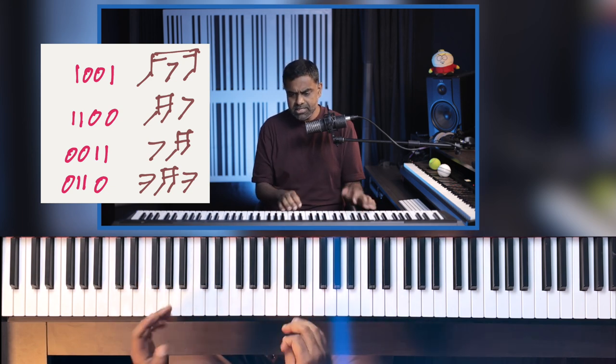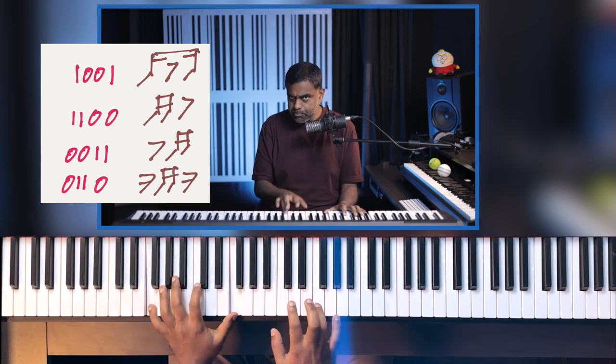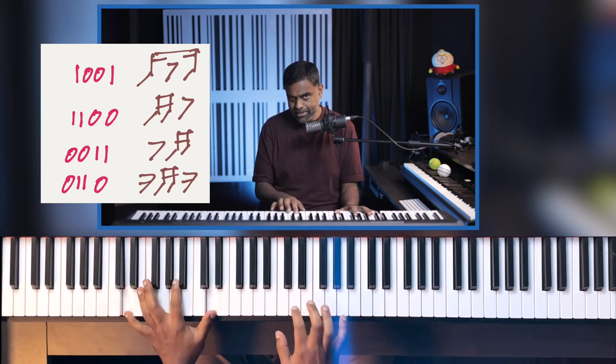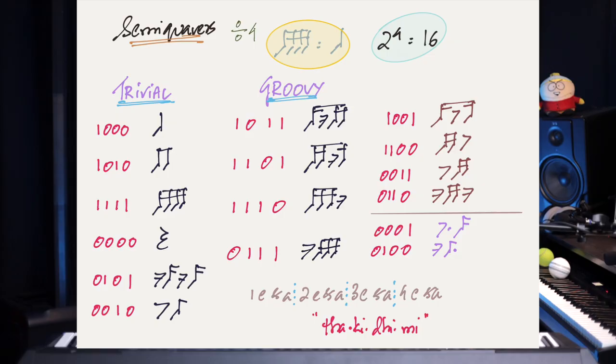And then 0110. Trying to put the pulse in my left hand. And if you go by the maths, you have one more thing which I put under trivial, or rather two more things I put under trivial, where you play two and don't play two. That's 1010, which are two quavers. I already showed you that.